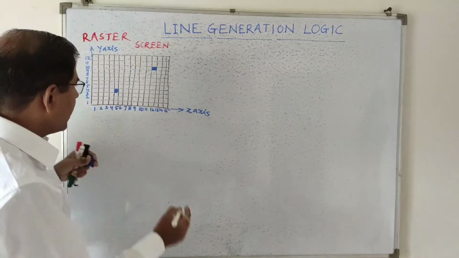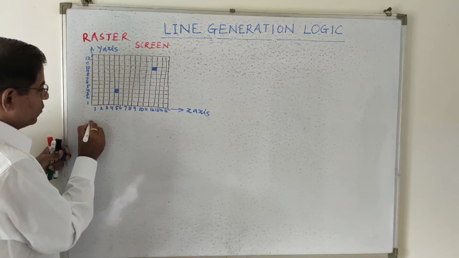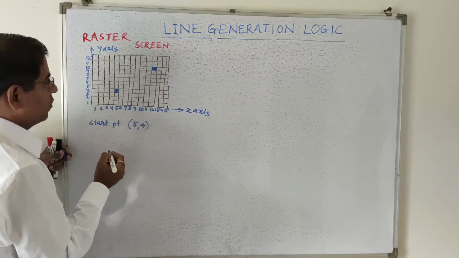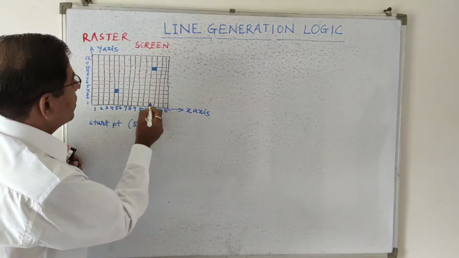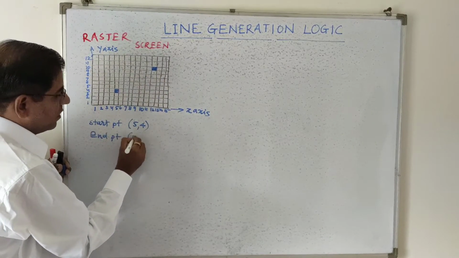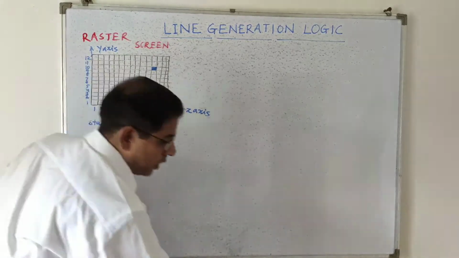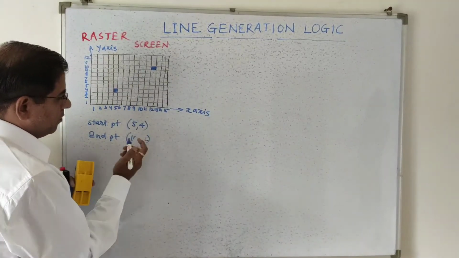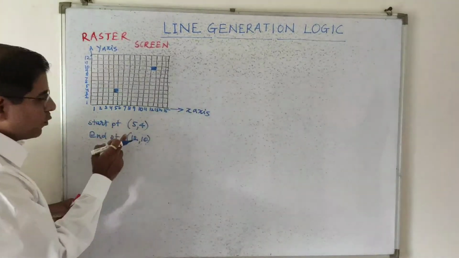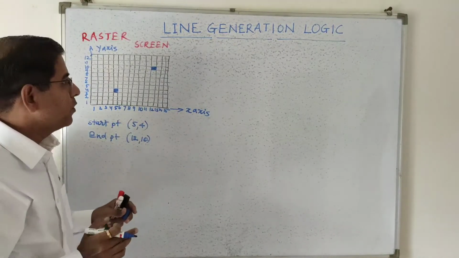The start point coordinate is say 5, 4. So this is the start point coordinate. The start point is 5, 4, and the end point coordinate is 12, 10. Sorry, the end point is 12, 10. Now these are the start point and end point of a line which is desired on the computer screen.